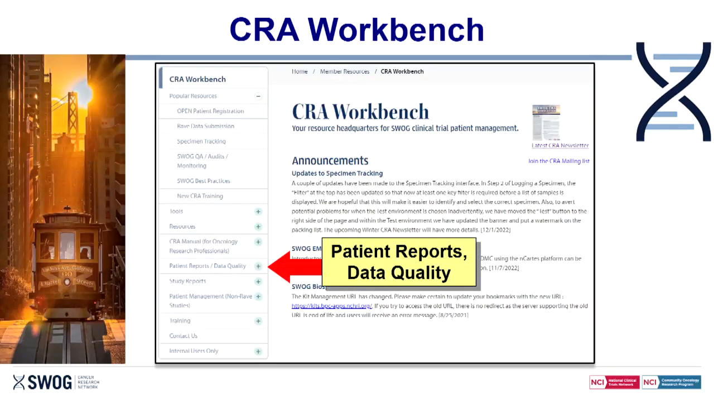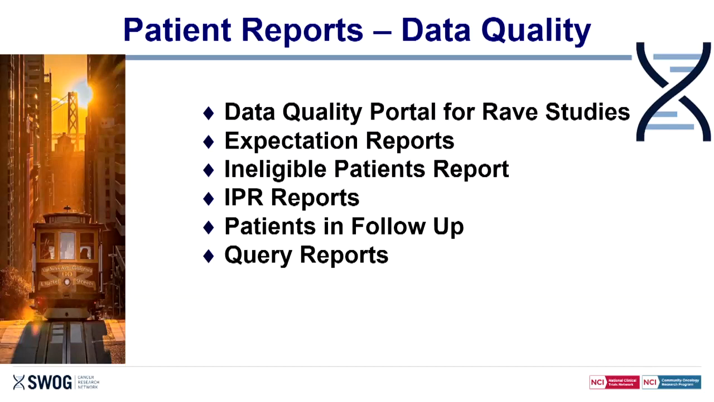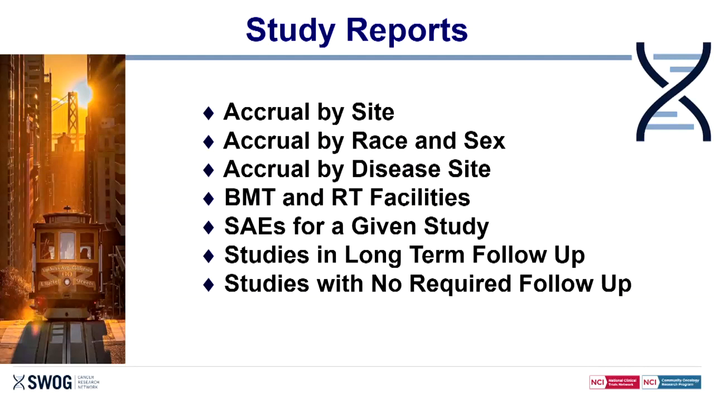If you click on the patient reports and data quality folder, that's where you'll find the DQP for RAISE studies, your expectation reports, and you can find out which patients at your site have been made ineligible. Your IPR reports will be there, any patients you currently have in follow-up, and any outstanding queries in a query report. And then under study reports, you'll see accrual by site, race, sex, disease site, BMT and RT facilities, SAEs for a given study, studies in long-term follow-up, and studies that no longer require follow-up.